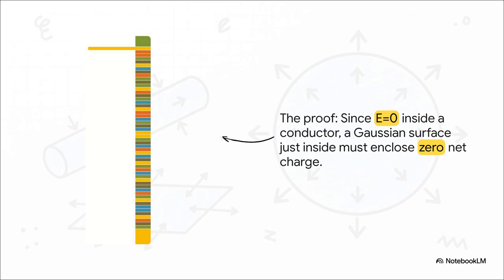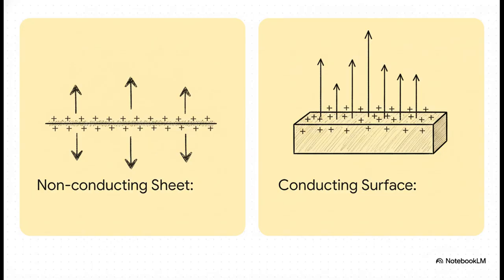It's so elegant. And this has a really fascinating consequence. The electric field right outside a charged conductor is actually twice as strong as the field from a non-conducting sheet that has the same amount of charge spread over its surface. That factor of 2 is there because with a conductor, all the charges work together to create a field pointing only outwards, basically concentrating all their firepower in one direction.